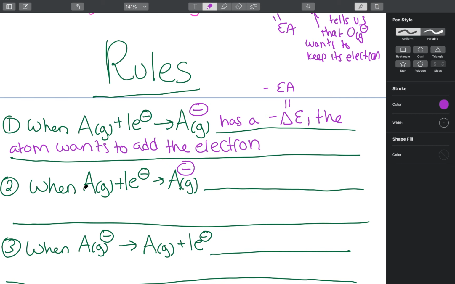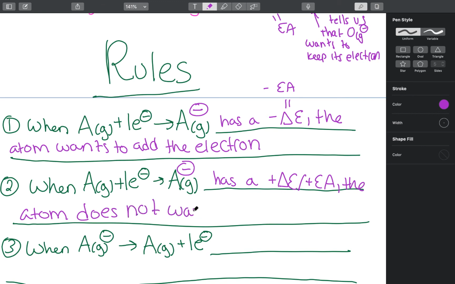However, when this form of electron affinity, so when you're adding an electron to the neutral atom, has a positive delta E or positive electron affinity, the atom does not want to add an electron. So when you have a positive delta E, the atom does not want to add an electron to it.